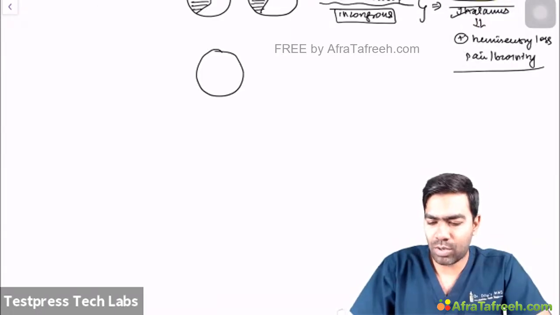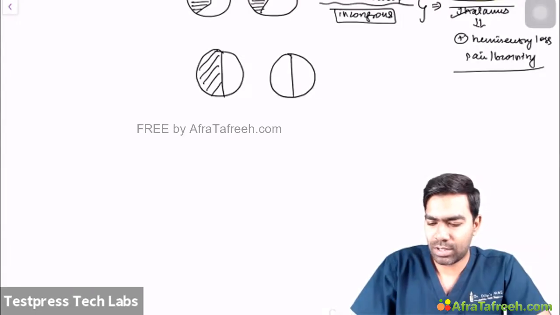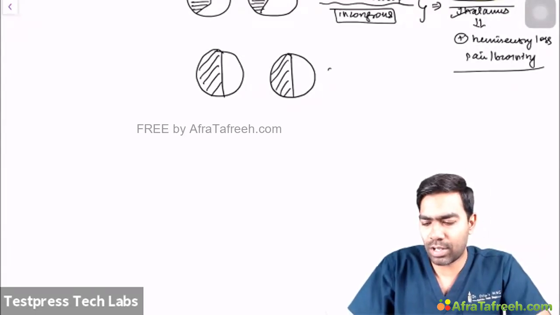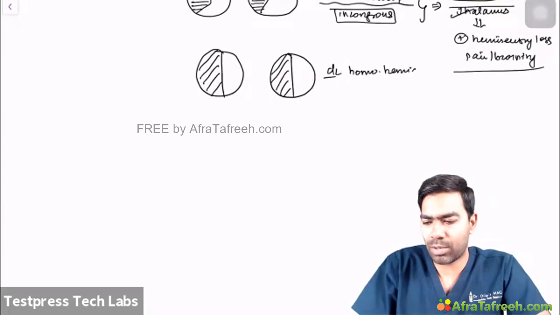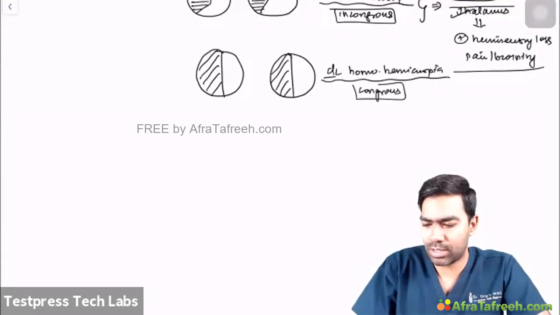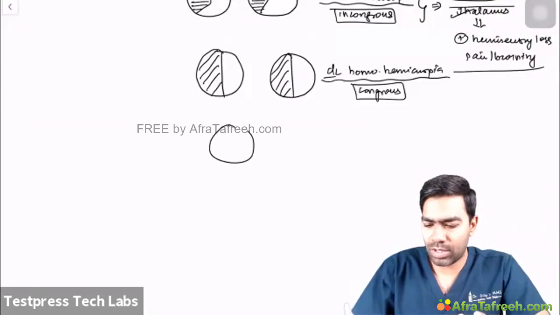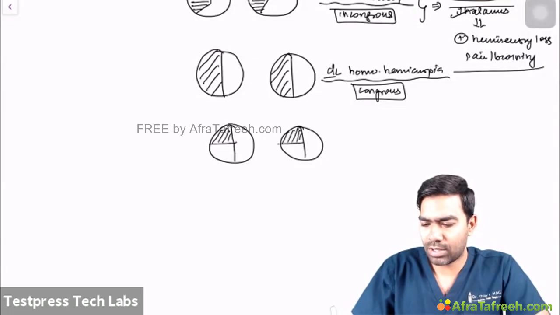Or if you get a congruous lesion like this, you're going to get a contralateral homonymous hemianopia, which means it's going to happen only on one side, but you are more having a congruous lesion, which means equal lesions. Even this is a congruous lesion only. Congruous just means it's an equal lesion.